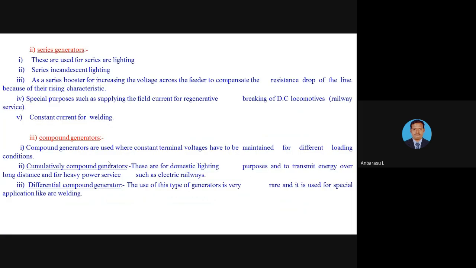Okay, in this video we discussed the subject of DC machines and transformers, Unit number one, DC generator. We discussed the principle of operation of DC generator, EMF equation of DC generator, types of DC generator, armature reaction and its effects, characteristics of DC generator, and finally applications of DC generator.